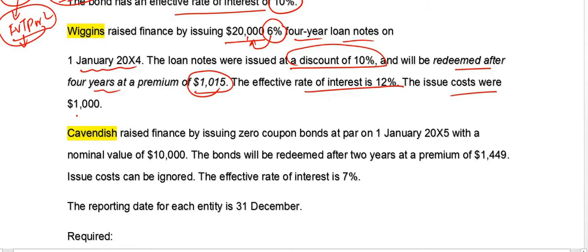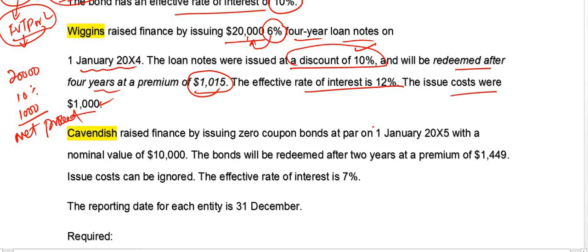So how will you calculate this? First, you write that it's a financial liability, and a financial liability is initially measured at fair value. And if the financial liability will be held at fair value to profit or loss, then the transaction cost will be expensed to profit or loss. And if the financial liability will not be at fair value to profit or loss, then you will deduct the discount, and you will also deduct this issue cost. So subsequently we will measure at amortized cost, and we will deduct from 20,000 this 10% discount and this 1,000 issue cost, and you will get a net proceed.